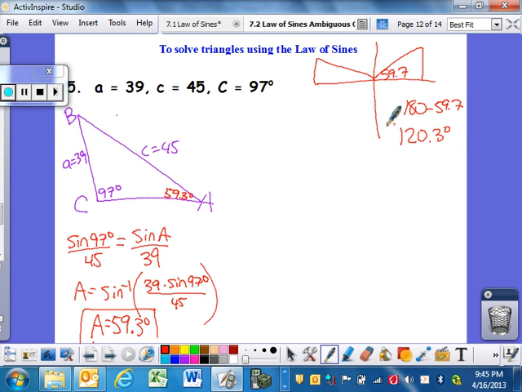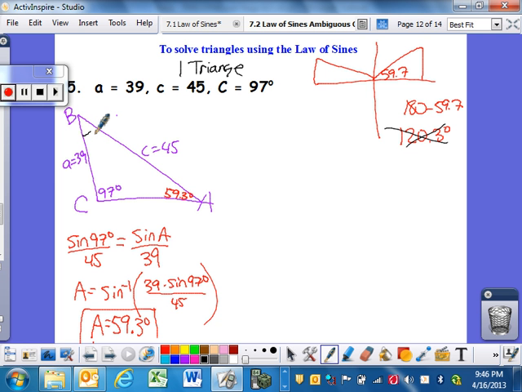Well, if I have 120 and a 97, that's going to be like 200 degrees used already. I can't deal with that. I cannot get a triangle for it. So I'm only going to have one triangle this time. Because of that option, I can't use the 120. Okay, so I just need to finish it. I just need to solve.